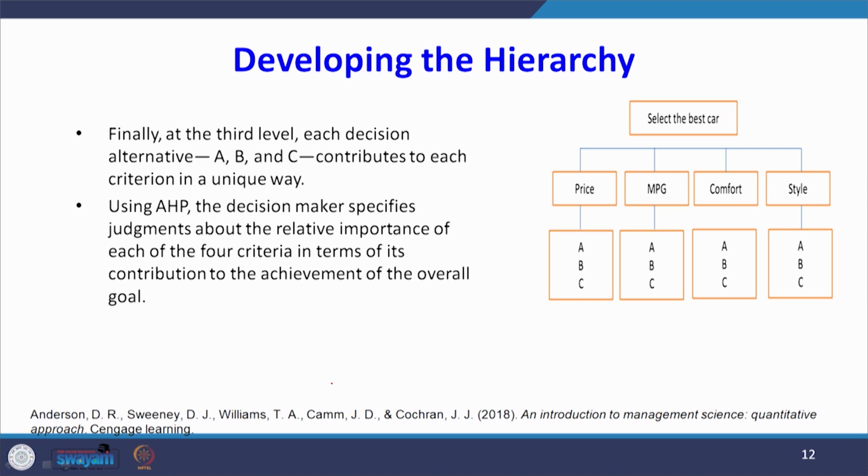Using AHP, the decision maker specifies the judgment about the relative importance of each of the 4 criteria in terms of its contribution to the achievement of the overall goal. So, here the decision maker, out of these 4 criteria, needs to consider the priority: whether the price is important while selecting the car, or the miles per gallon is important, or the comfort is important, or style is important. So, first he has to say what is the priority.